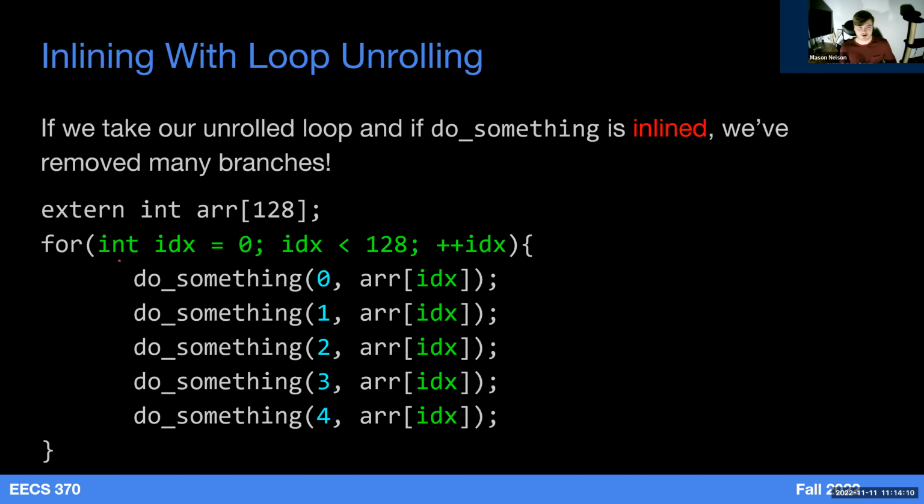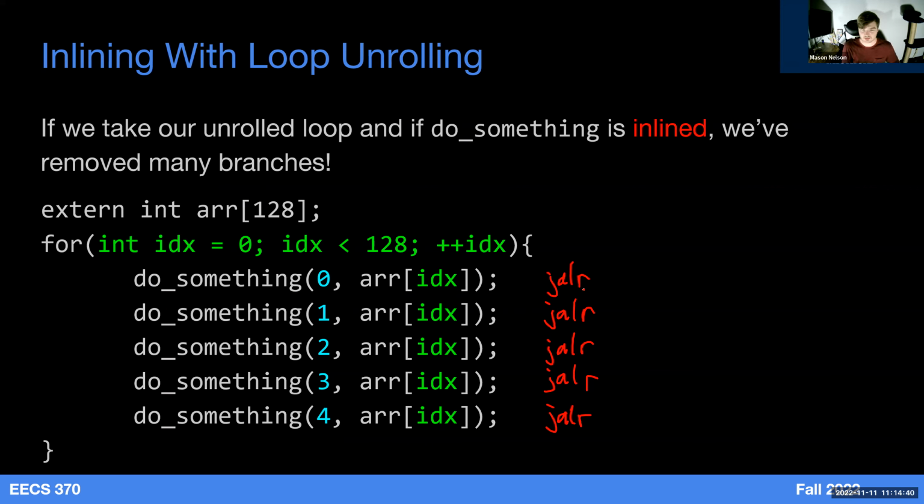We can combine our inlining with loop unrolling. So if we have some sort of inline function, let's say that this do something function that we've been working with is inlined, well, we know that without inlining, each of these is a jump. We saw before that we reduced the number of unconditional BEQs by 80%. That was good, but we still have all these unconditional branches, because that's what jalr really is.